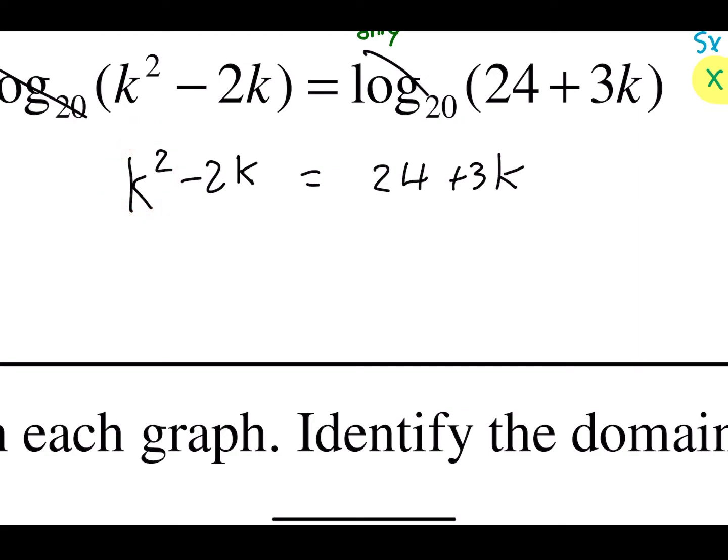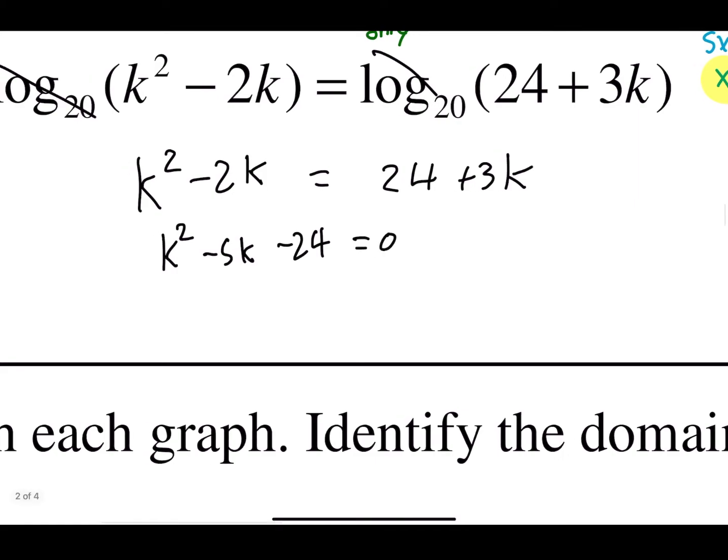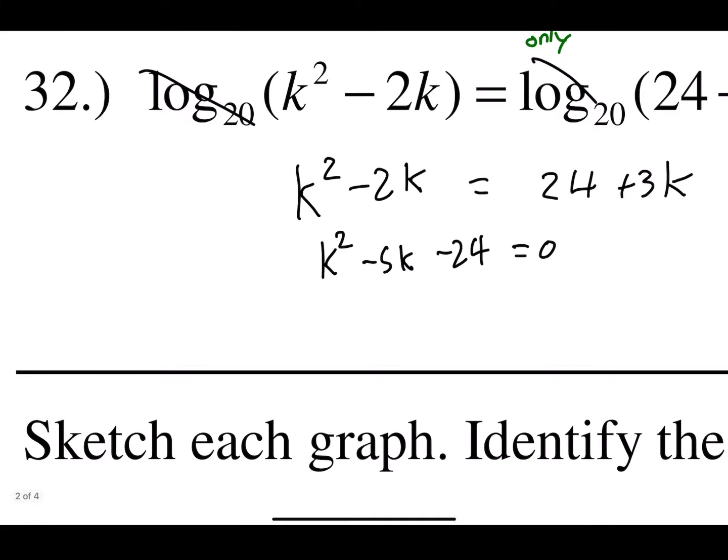So let's minus this 24 and minus this 3k to the other side. Let's see, negative 2k minus 3k would give us negative 5k, minus 24, and k squared out front. All of this equals 0. We're looking for, well, first, a is equal to 1. Our leading coefficient is equal to 1. So I can just write k and k.